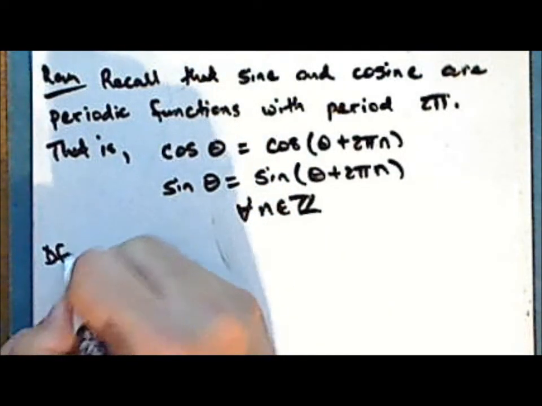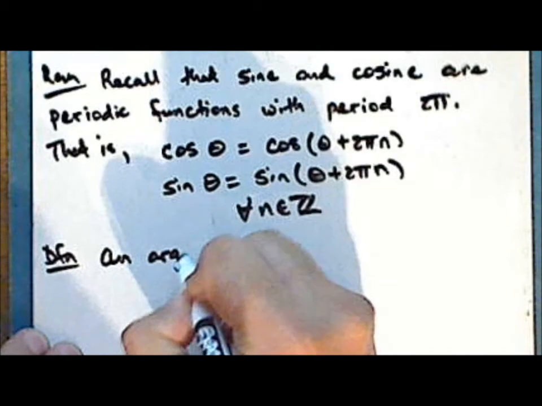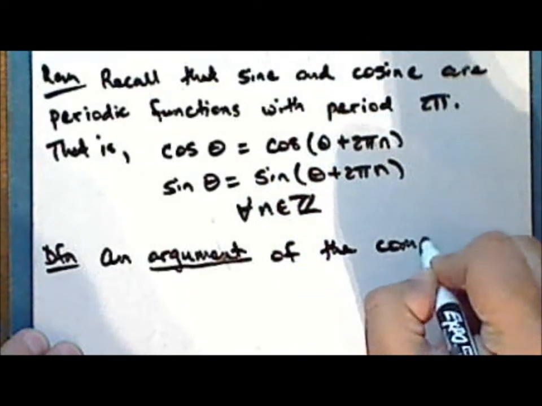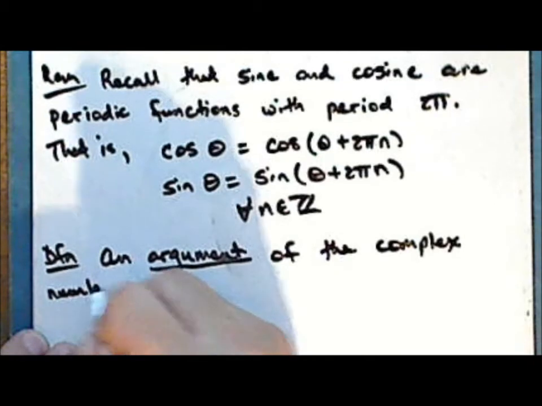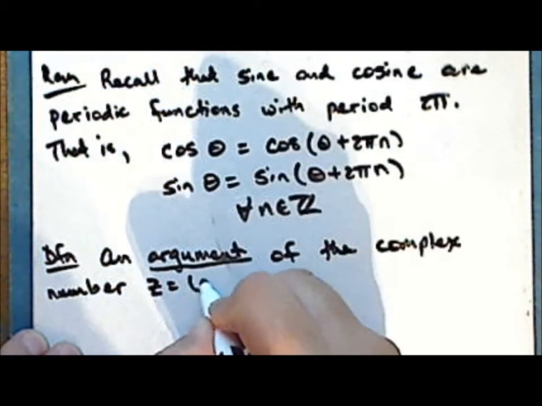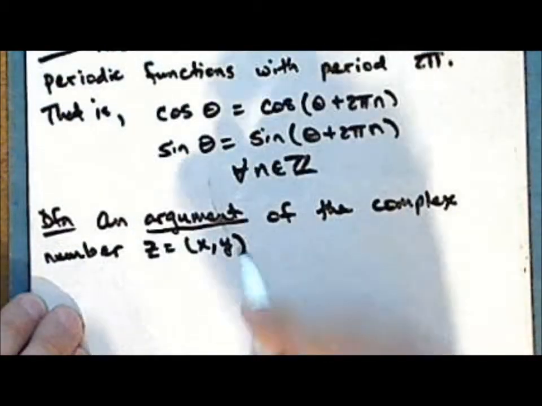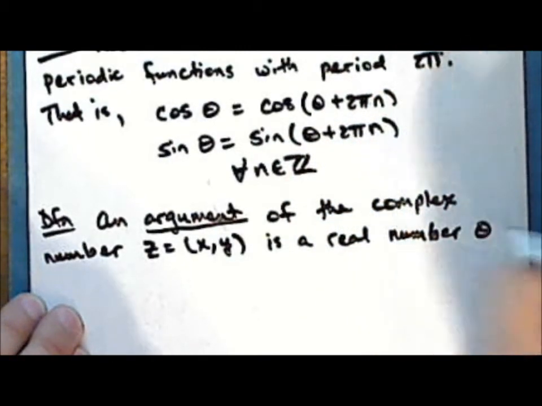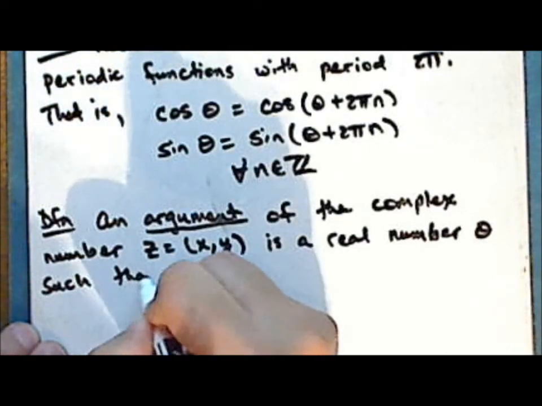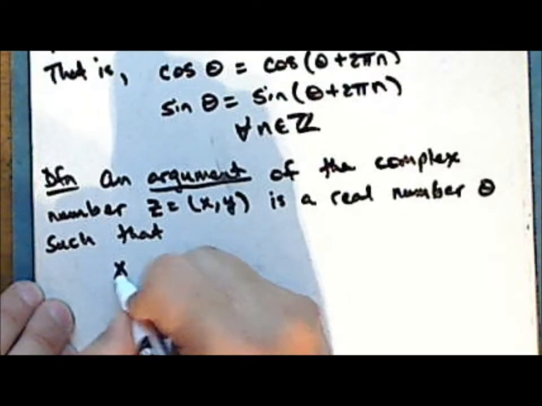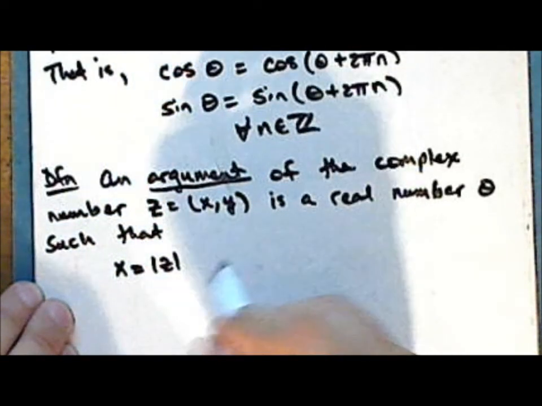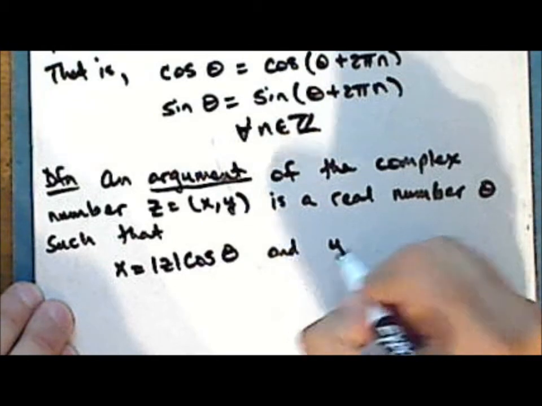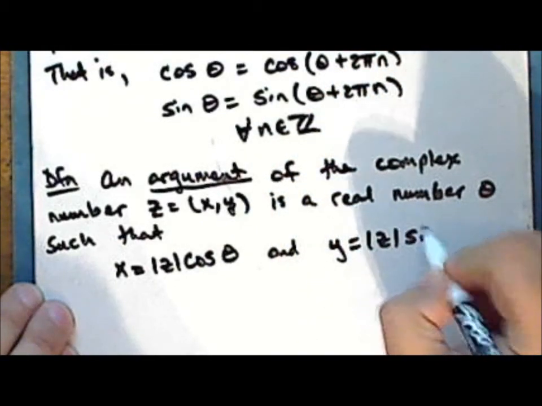Okay, so now we're ready for a new definition. An argument of the complex number z, which we'll denote as an ordered pair of real numbers x and y, is a real number theta such that the real number x is equal to the modulus of the complex number z times the cosine of theta, and the real number y is equal to the modulus of z times the sine of theta.